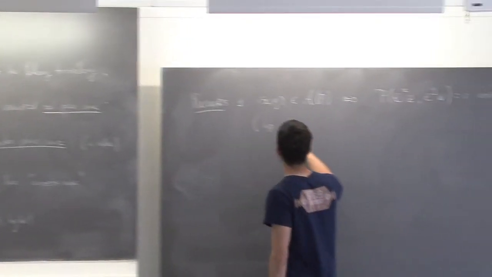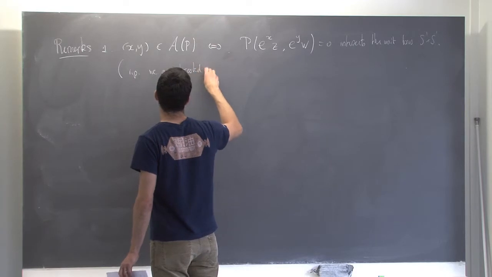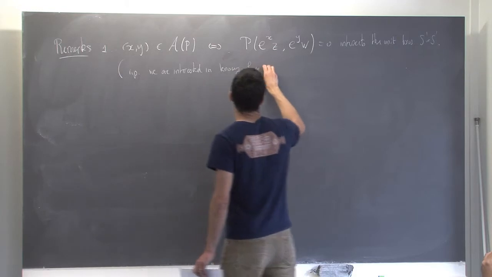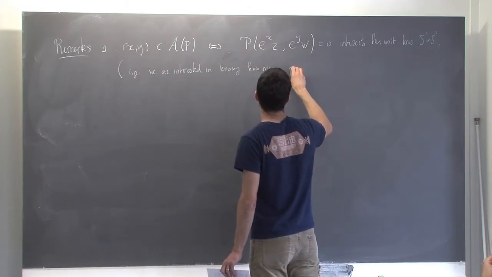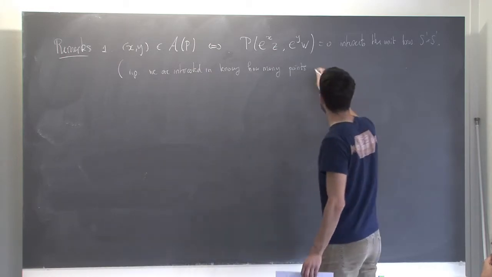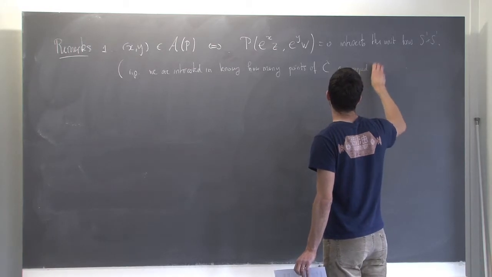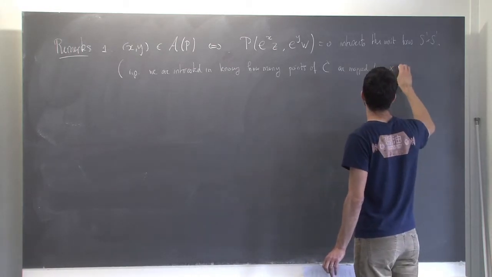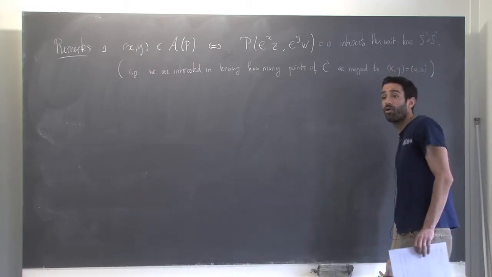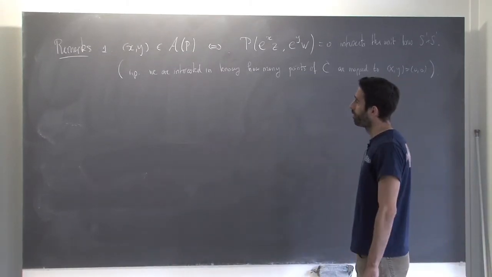In particular, we are interested in knowing how many points of C are mapped to the origin. That's the number of intersections of the spectral curve, the complex curve, with the unit torus.